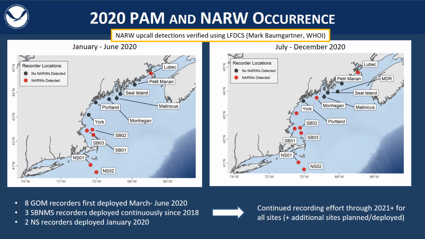The red points show locations of recorders that had at least 1 day of right whale detection during that 6 months, and the black points show recording locations that had no right whale detections during that 6-month period.